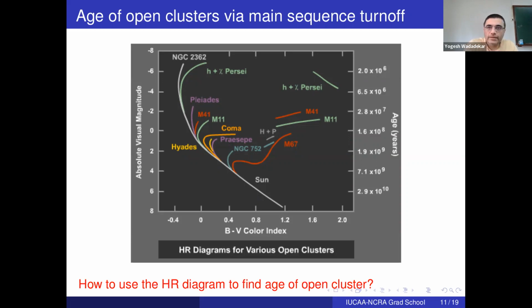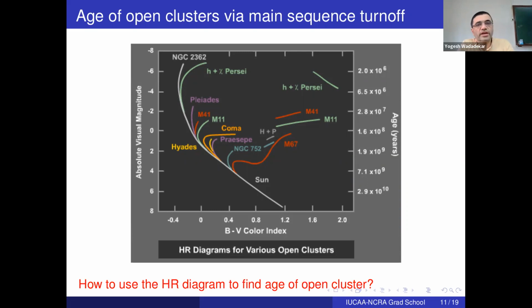Okay, let me simplify the question. There are two clusters, say M67 and Pleiades. Which one of them is a young cluster and which one is old? The more massive will leave the track before. Yes, more massive stars will leave the main sequence earlier.